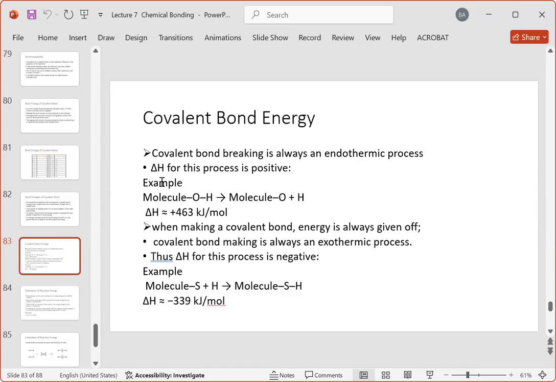When making a covalent bond, energy is always given off. So when you are breaking the bond, energy is absorbed. You take energy to break it. But when you are making a bond, you give off energy. That one is exothermic.